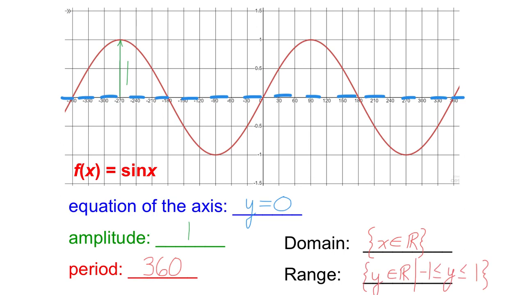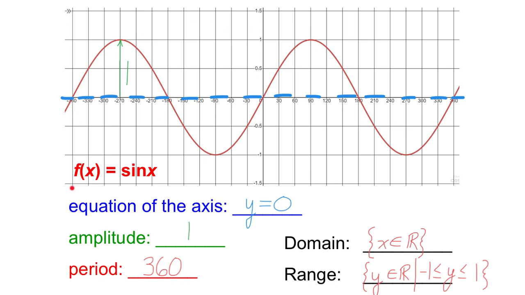The range, however, does have restrictions. All the values of y are between negative 1 and positive 1. That's the lowest and the highest values. So, just as a reminder, this is how we write the range. Y is an element of all the real numbers with this restriction. Y must be greater than or equal to negative 1 and less than or equal to 1.